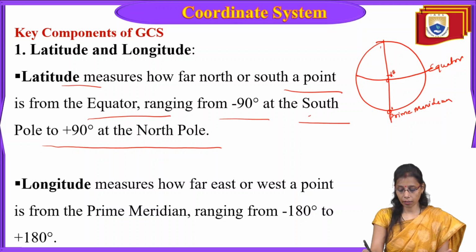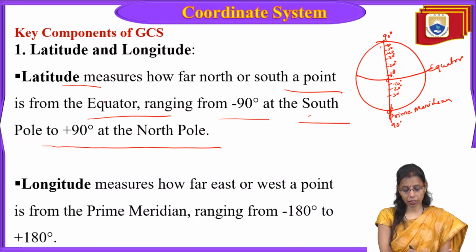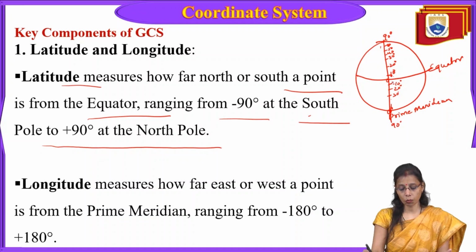So here 10 degrees, 20, 30, 40, 50, 60, 70 till 90 degrees here. Now again you come down here, minus 10 degrees, minus 20 degrees, minus 30 degrees, like that you have to go till 90 degrees here. So it will be measured for how far north and south a point is from the equator. This is the equator, 0 degrees we talk.